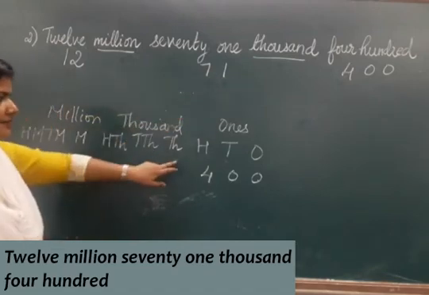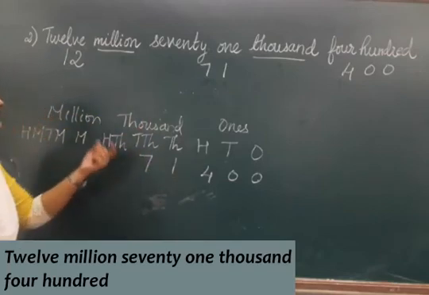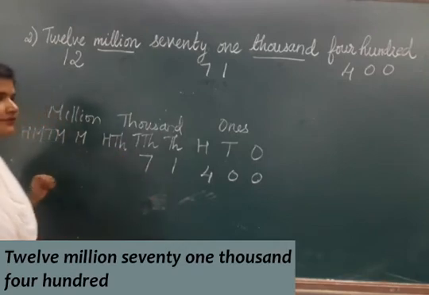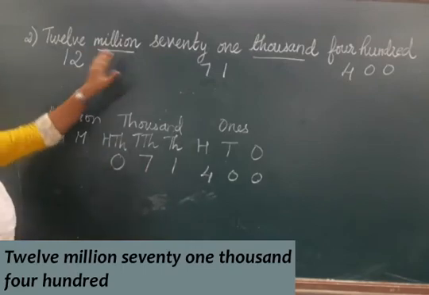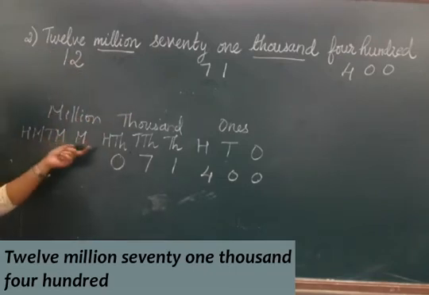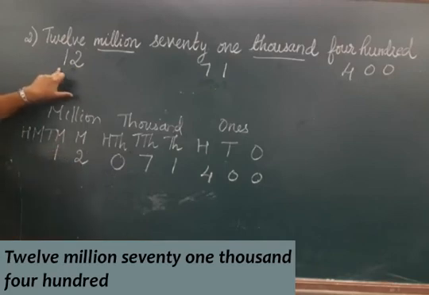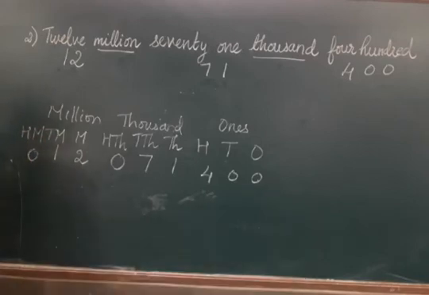1 belongs to the lowest place, that is thousands. 7 belongs to the next place, that is 10,000. And in the 100,000 place there is no digit. So what will you do? You will fill it with 0. Next we have 12 million here. Here also we have only 2 digits in the millions period, but we have 3 places here. So 2 belongs to millions place and 1 belongs to 10 millions place. And in the 100 million place, what will you do? You will fill it with 0. Okay, understood. So we have filled this number in the place value chart.